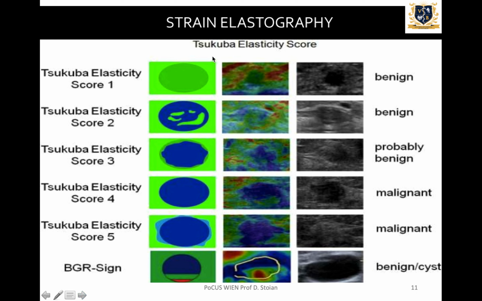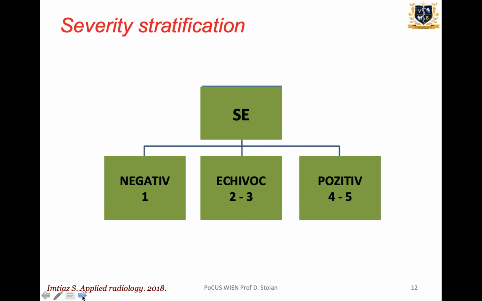For breast, we are using the Tsukuba elasticity score, meaning completely soft, typical for benign, a combined soft with a little bit of hardness, benign, and color code stiff 3, 4, and 5, with the elasticity covering the vast majority of the lesion, the entire lesion, or even more than the lesion seen in grayscale, and of course the blue, green, red sign. It's important to understand that elastography results do not give you a yes or no type of result.